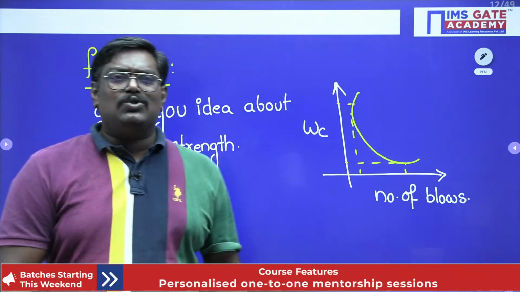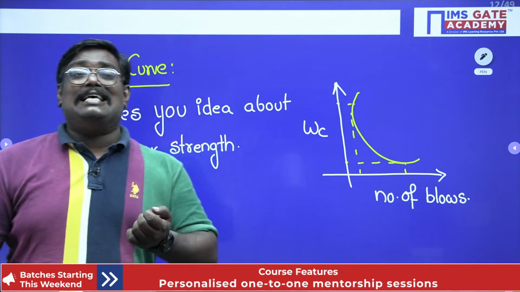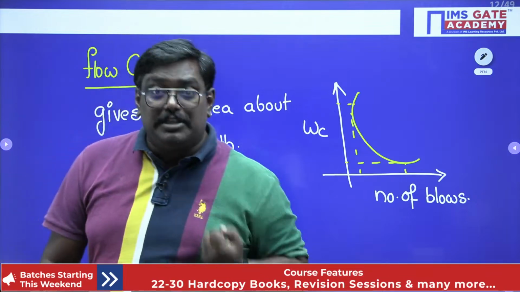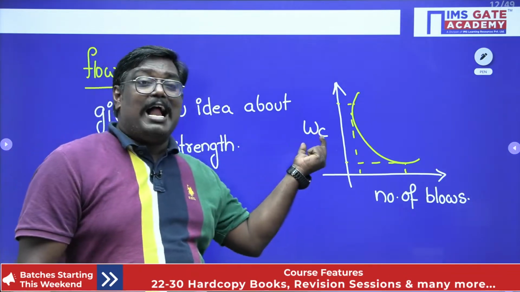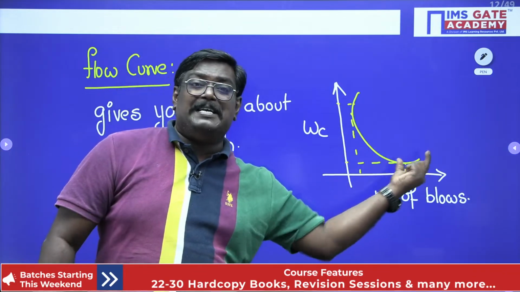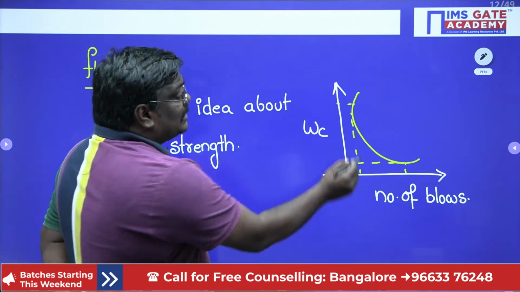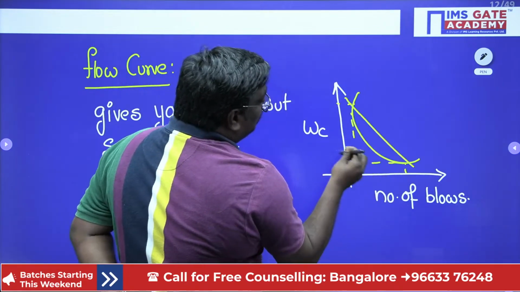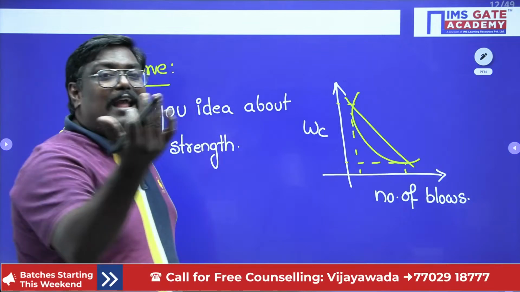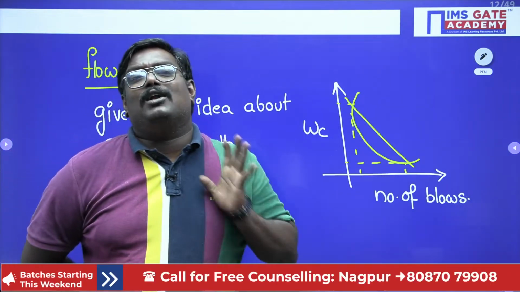So, my dear students, I have a question for you. What is a flow curve? A flow curve gives you an idea about the shear strength. It is a graph drawn between water content and the number of blows. So here the graph represents a curve. Now, I want to make it a straight line. To make it a straight line, what do we have to do? This is a very simple concept.